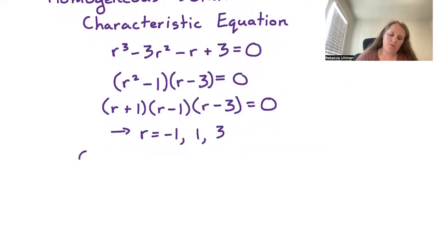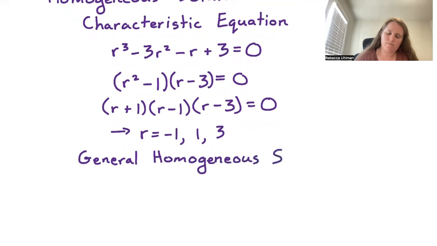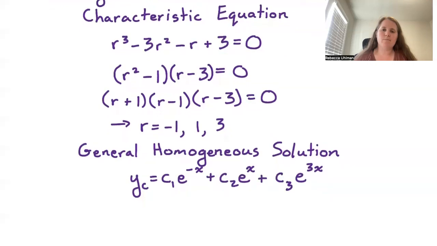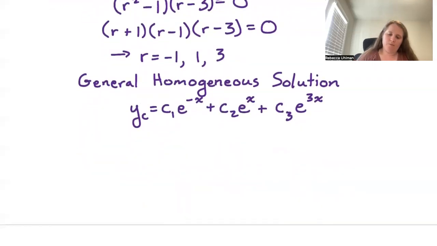So we get general homogeneous solution yc is equal to c1 e to the -x plus c2 e to the x plus c3 e to the 3x. Going from here, now we'll go ahead and run variation of parameters.